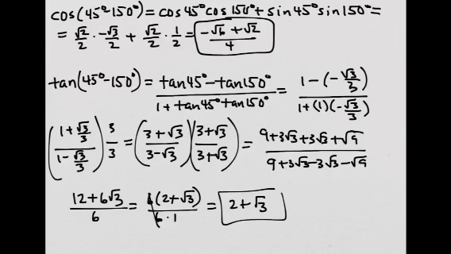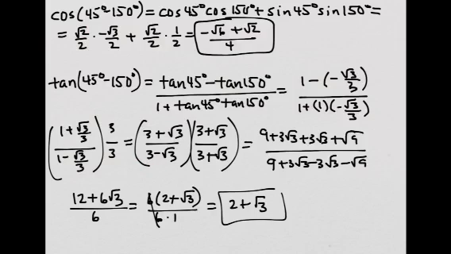Tangent is tangent of A minus B. Here's tangent A minus tangent B over 1 plus tangent A times tangent B. So tangent of 45 is 1. Tangent of 150 is negative radical 3 over 3. And then the denominator is 1 plus 1 times negative radical 3 over 3. So minus a negative is a positive, and then a positive times a negative is a negative. So you distribute here, here, and here, and you get this.